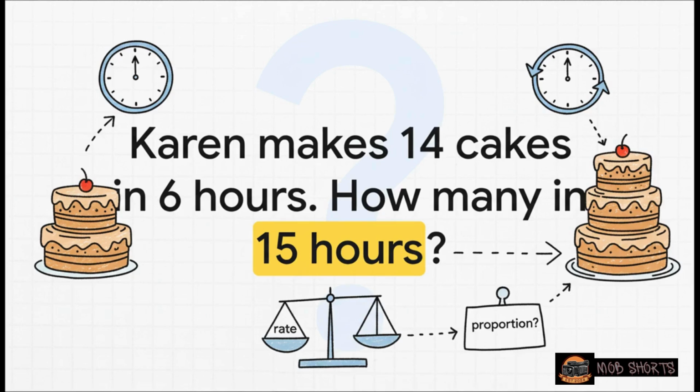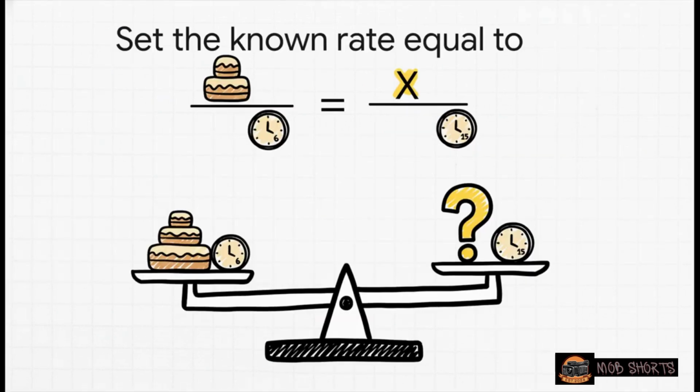If we know Karen's baking rate, 14 cakes in 6 hours, how can we predict how many she could make if she had more time, say 15 hours? We do it by setting up a proportion. On one side, we put the rate we know, 14 cakes over 6 hours. On the other side, we put the rate we want to find, x cakes over 15 hours. By setting them equal, we're basically saying that her baking efficiency, her rate, stays the same.